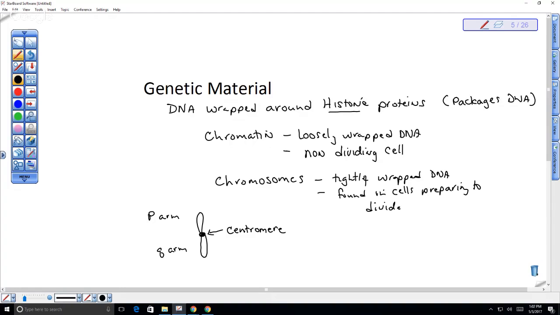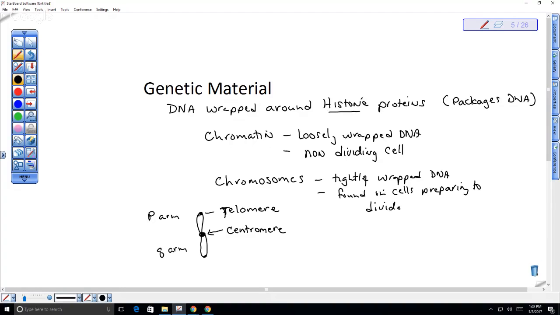So the very tips of the chromosomes have another name. Does anybody know what those are called? The very tips of the arms of the chromosome. This is what is referred to as a telomere. Right, that's a T, telomere. Telomere means at the end of. Centromere means in the center of.